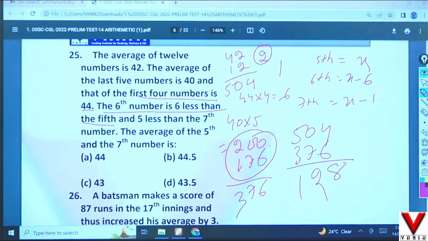Then x plus x plus x, 3x minus 7, is equal to 128. So that 3x is equal to 135. Then x is equal to 45. Then suppose the average of the fifth and the seventh number. One is 45, another is 44. 45 plus 44 is 89. 89 by 2 means 44.5.